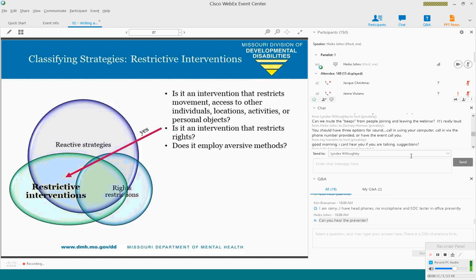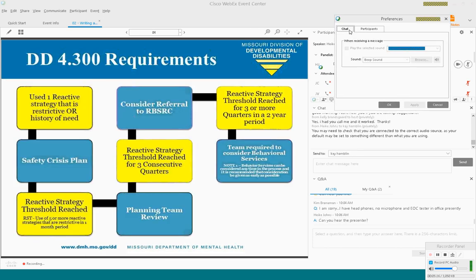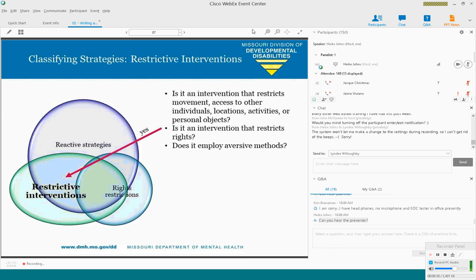So restrictive interventions, which again could be reactive but may not be reactive, questions you need to be asking yourself to determine is this something that restricts somebody's movement? Is it something that restricts their access to other people? Is it something that restricts their access to locations? Is it something that prevents them from being able to do things they want to do or be able to have things they want to have? So, for example, if somebody has limited access to a phone or not access at all, that would be a restriction. Does it restrict their rights in any other way? And does it employ aversive methods? If the answer to any of those questions is yes, then this is a restrictive intervention.